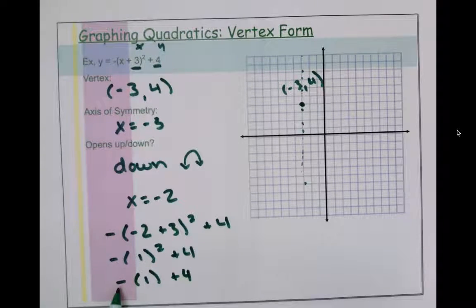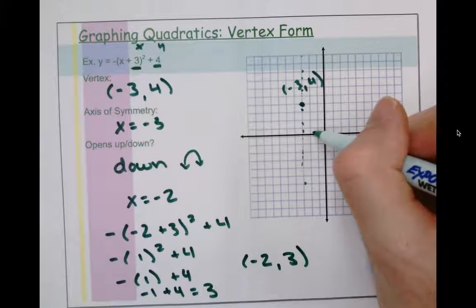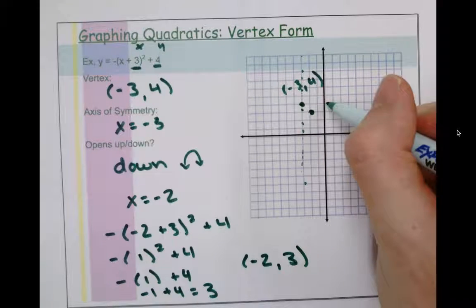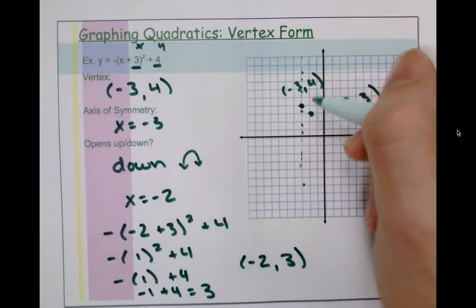Now I can worry about this negative. Negative times positive 1 would be negative 1 plus 4. It's going to give me 3. So that means when I plug in the point negative 2, I get a y value of 3, which I can plot right here, negative 2, 3. And I can continue right through my process just like last time.